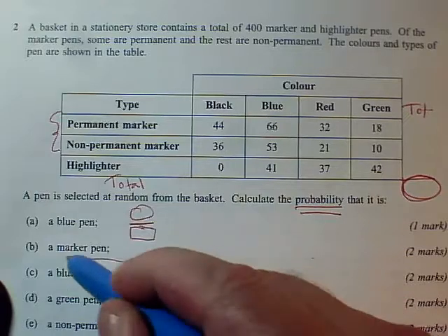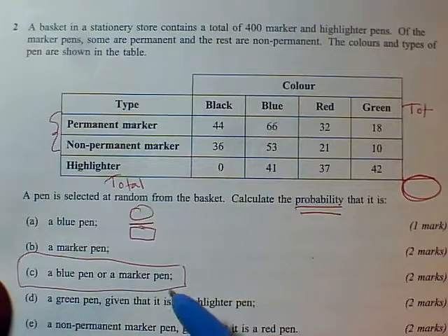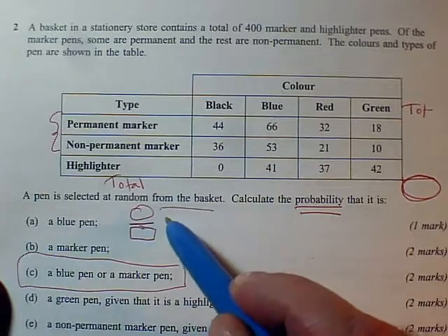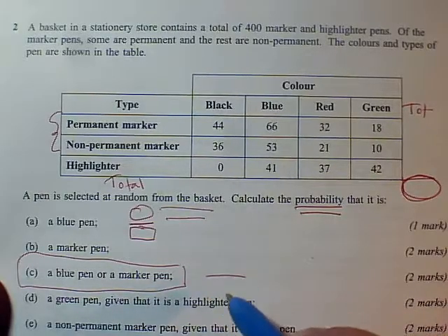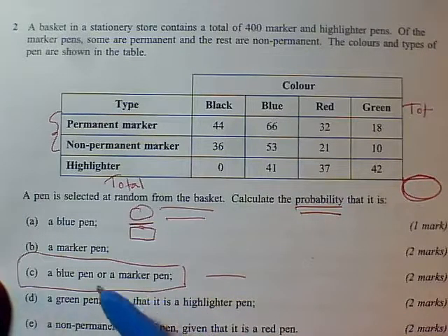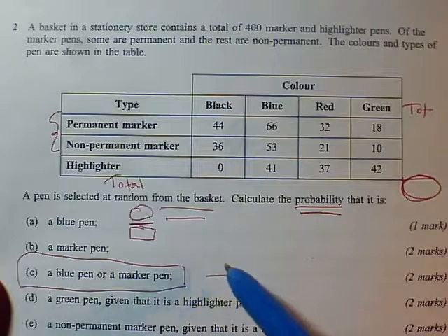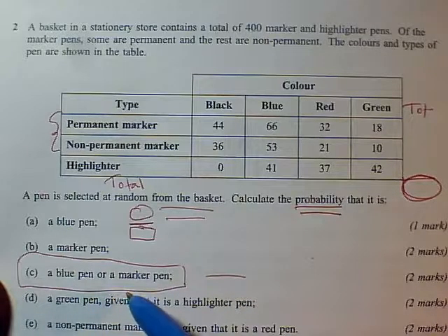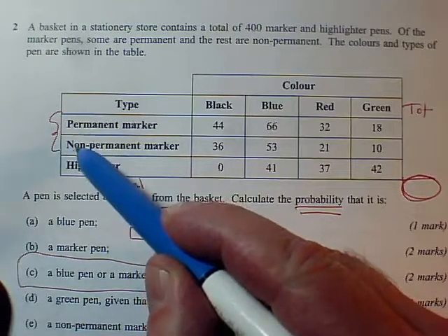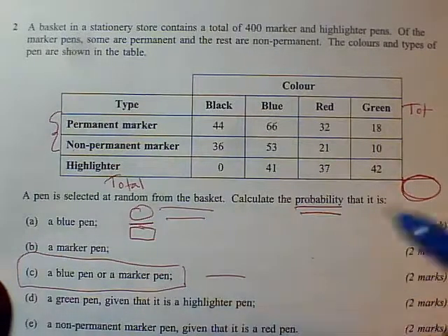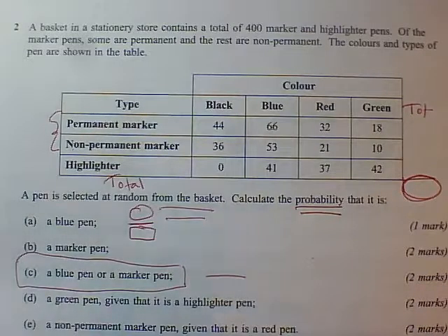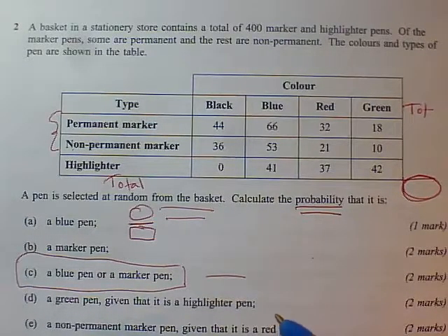Okay, here we've got or events. So again, this could still be any pen from the basket. Okay, so the bottom number is not going to be a problem. But for the top number, we need to count up all the pens that are either blue or a marker pen. Okay, so that means we're going to be interested in these two rows, but we're interested in this column. So you have to decide which numbers from the table you need to combine.